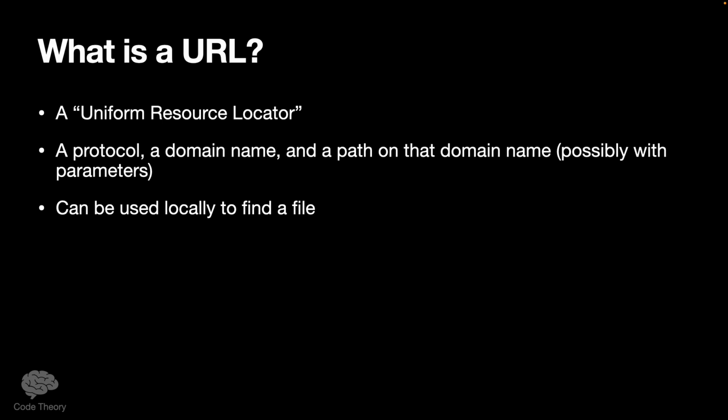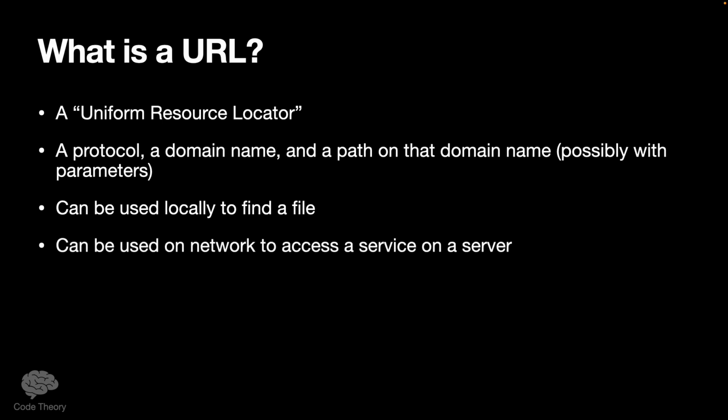This is kind of a description for how to use URLs on the web, but you can also use URLs to find a file locally, right? If you open a file up in your browser like a PDF that you've downloaded, you'll see the URL up at the top is like file:/ and then the path to it in your folder structure. That's also a URL, right? It's just a location on a computer. So you can use URLs on networks to access services that are running on servers.